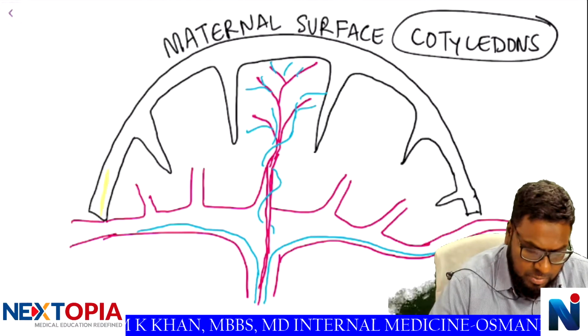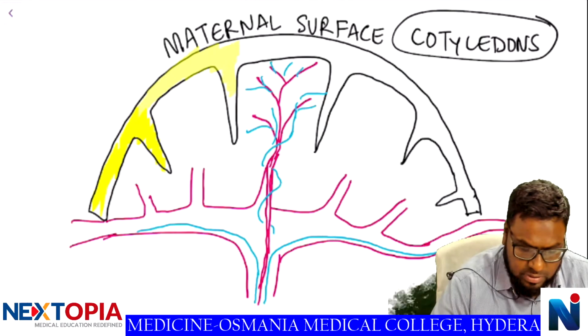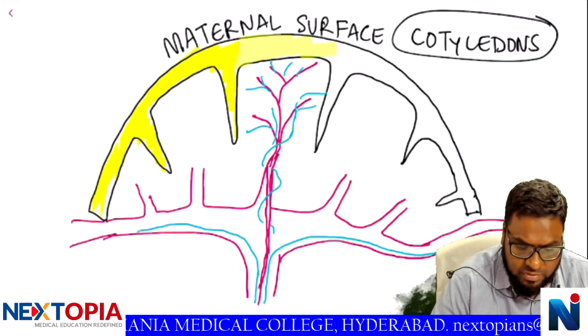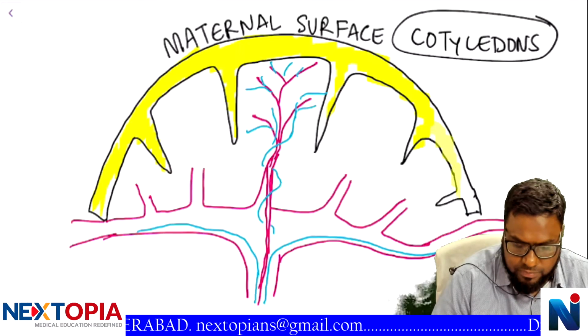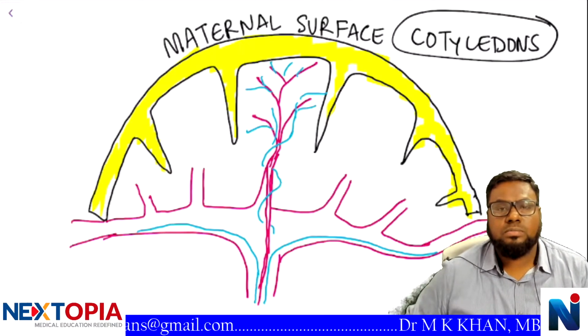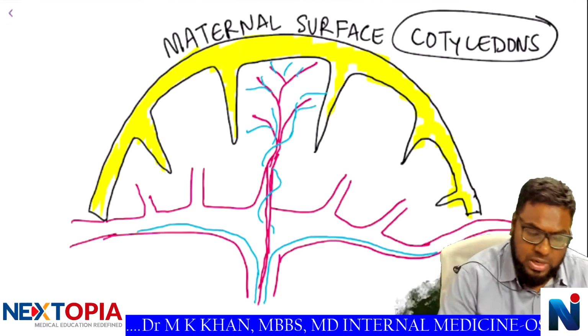So this is contributed by the decidua. Yellow color is contributed by the decidua here. That is the maternal surface of the placenta. Got it? Maternal surface of the placenta. The maternal surface of the placenta contributed by the decidua.